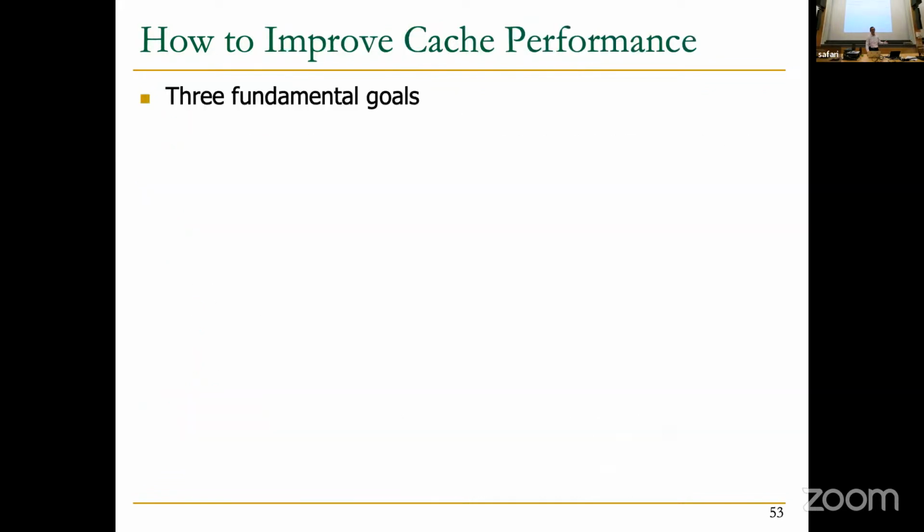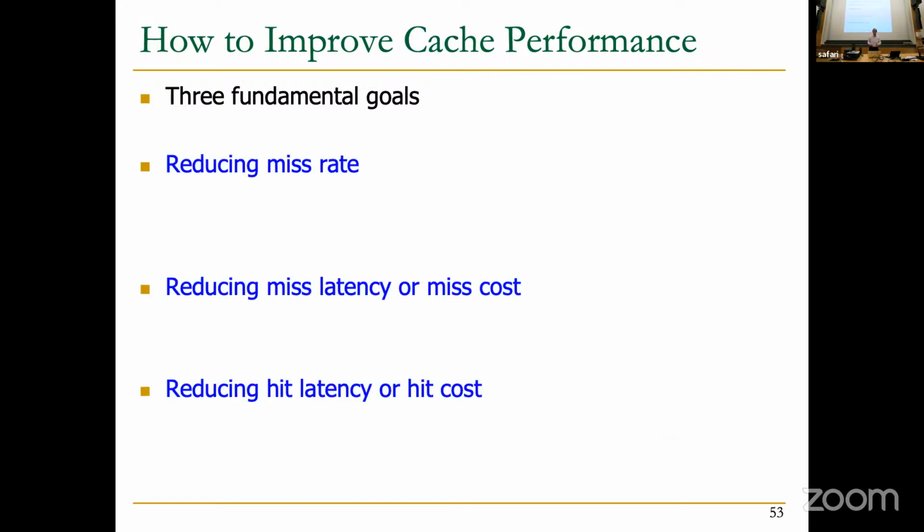So there's actually a lot of things that have been done to improve cache performance. And the main goals are actually three. There are three fundamental goals. You want to reduce the miss rate, you want to reduce the miss latency or miss cost, and you want to reduce hit latency or hit cost. And some of these go against each other, unfortunately.